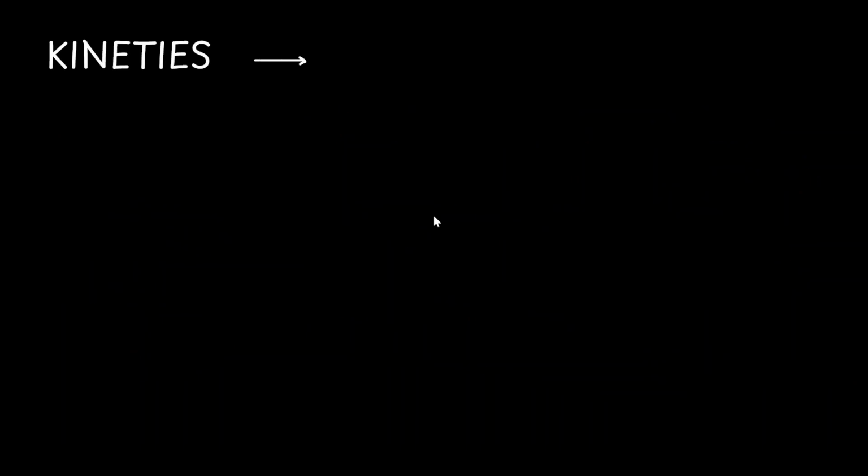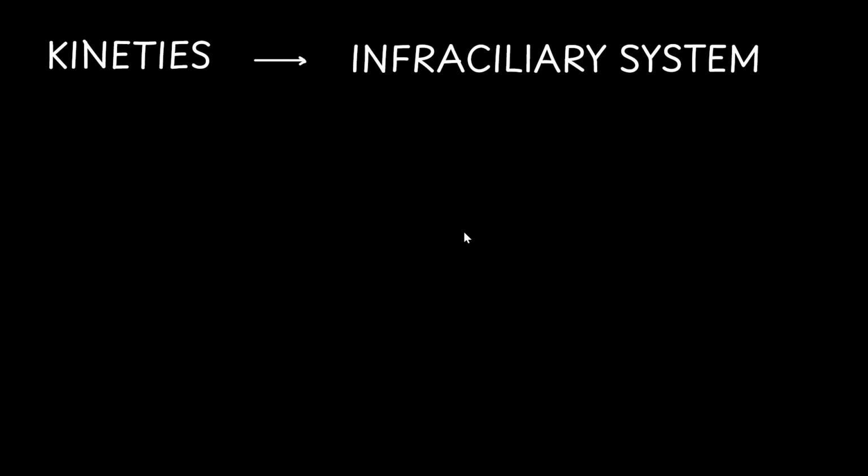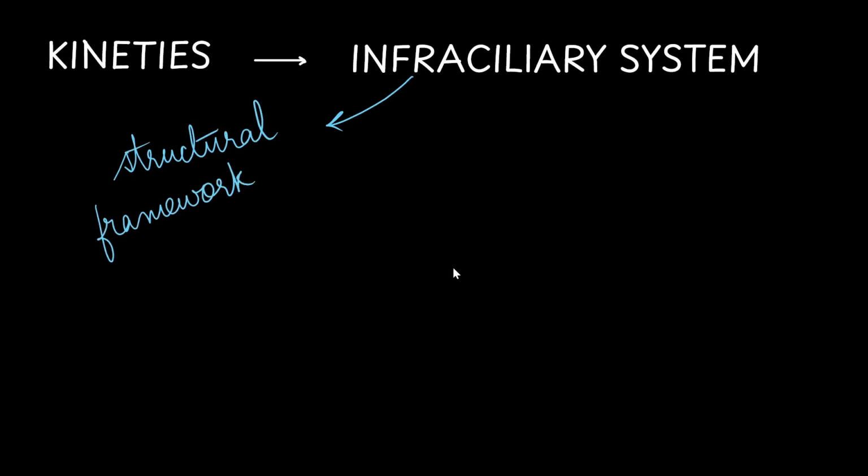Kinetes form what we call the infraciliary system. This is the arrangement which is responsible for the cilia moving in a certain way. So this is like the basic structural framework, and if the cilia are not attached this way, it would be very difficult for them to move in a certain uniform fashion. Now this infraciliary system is just attached to the cilia. It's not actually controlling it. It's just the structural system, right?